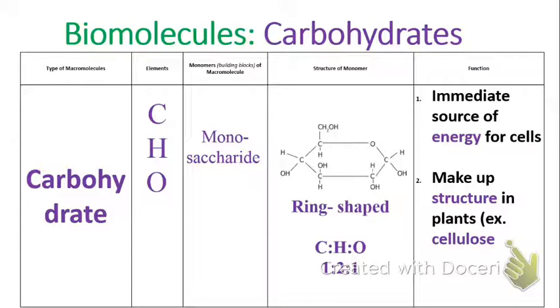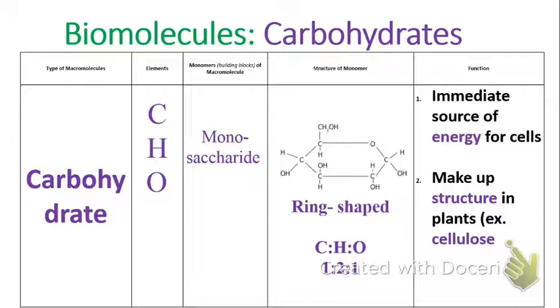So if you are taking a test and you see anything that is ring shaped, it might look like a stop sign, a pentagon, or a hexagon, you know it's probably a carbohydrate. And remember we talked about in class, the ratio of carbon to hydrogen to oxygen is 1 to 2 to 1. That just means there are twice as many hydrogens as there are the other elements. So if you were to count it out, you'd see in this example that there's twice as many H's as there are C's or O's.